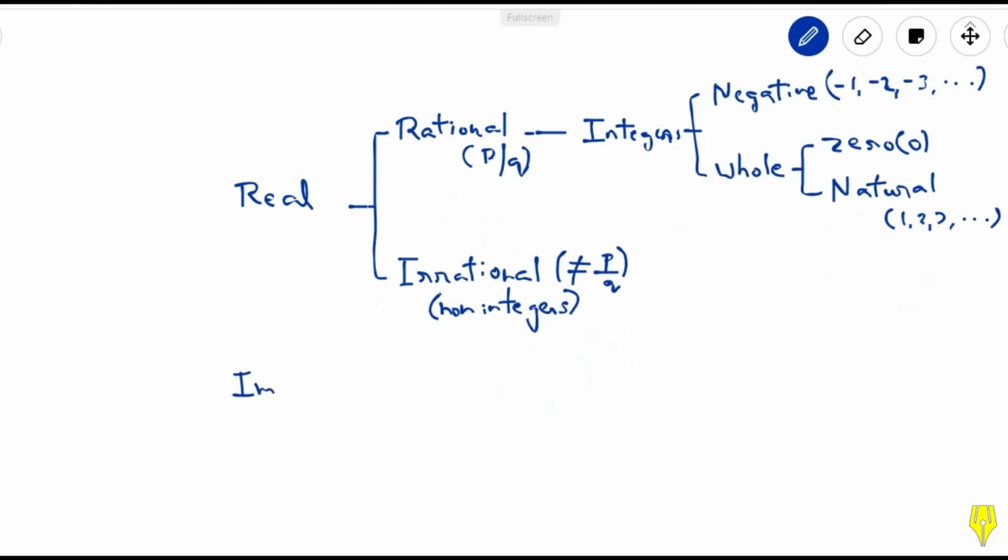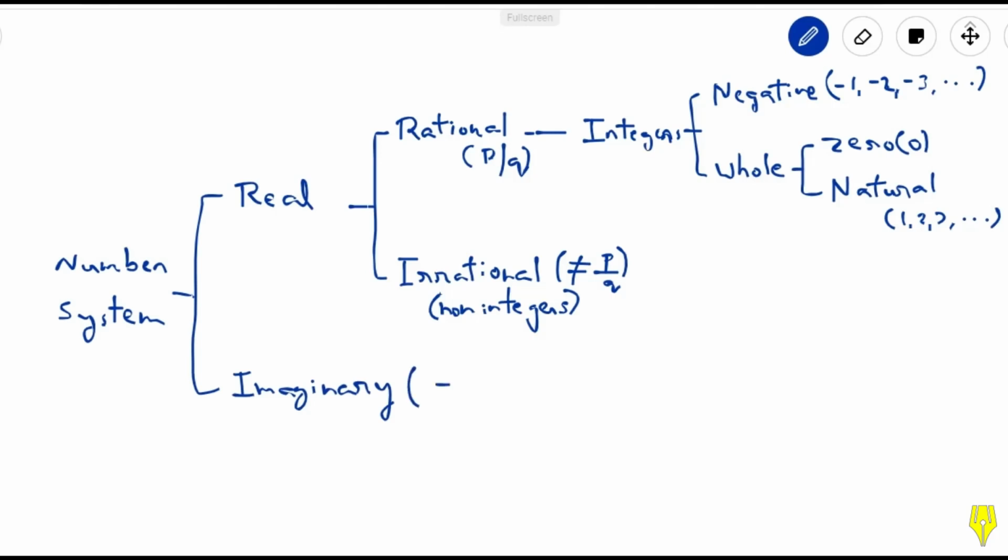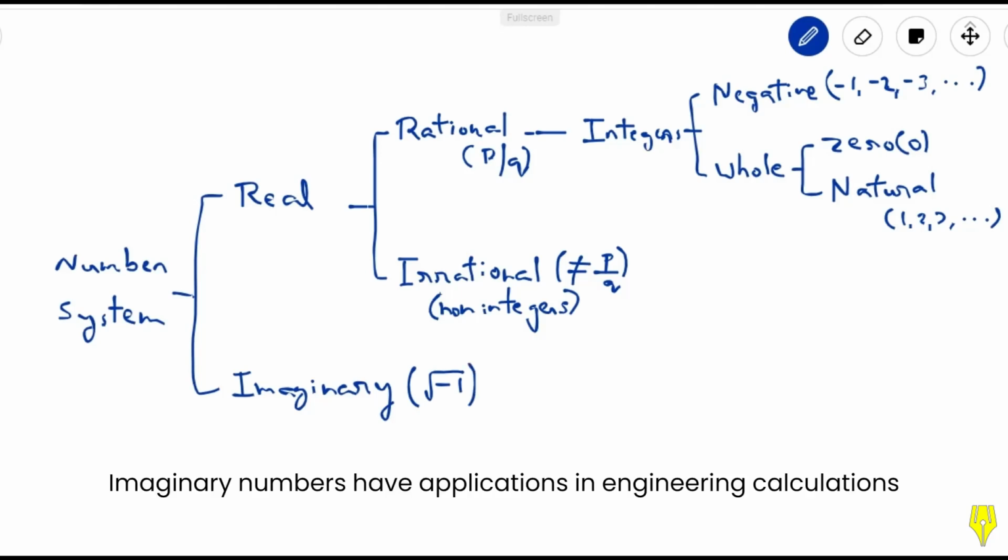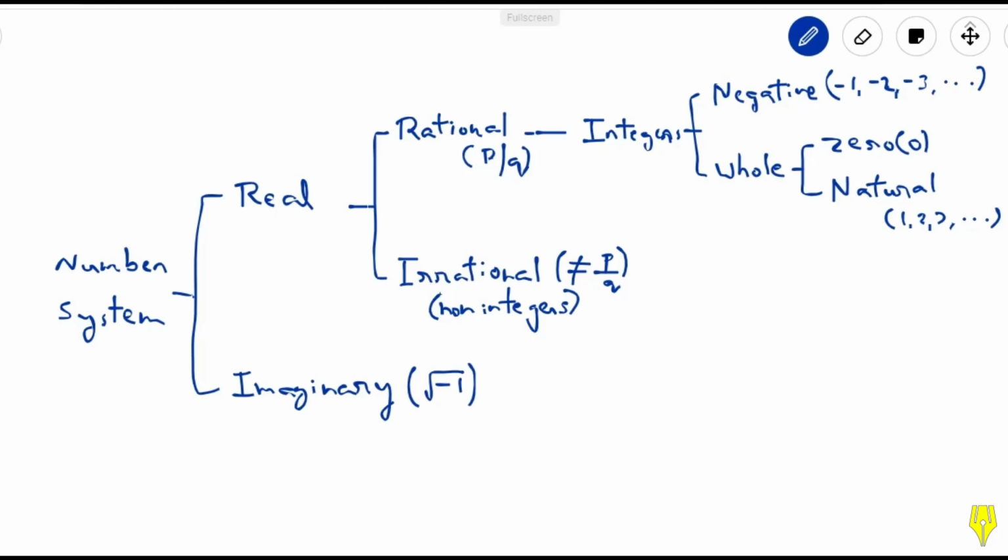When we say real numbers, does that mean unreal numbers are also present? Yes. We call them imaginary numbers. Imaginary number is square root of -1. Since it does not exist, it is considered imaginary. This is the representation of the number system.